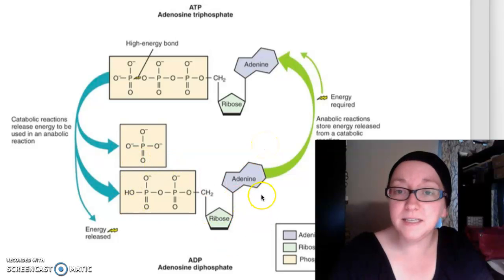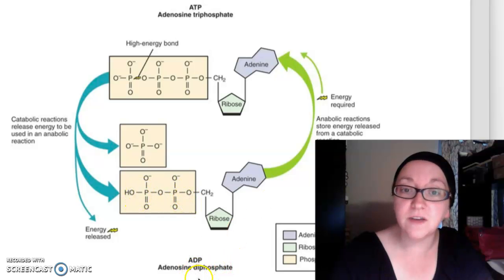Now ADP down here is ATP that has had a phosphate removed. So it's only 2 phosphates. That's where the di comes in for ADP, adenosine diphosphate.